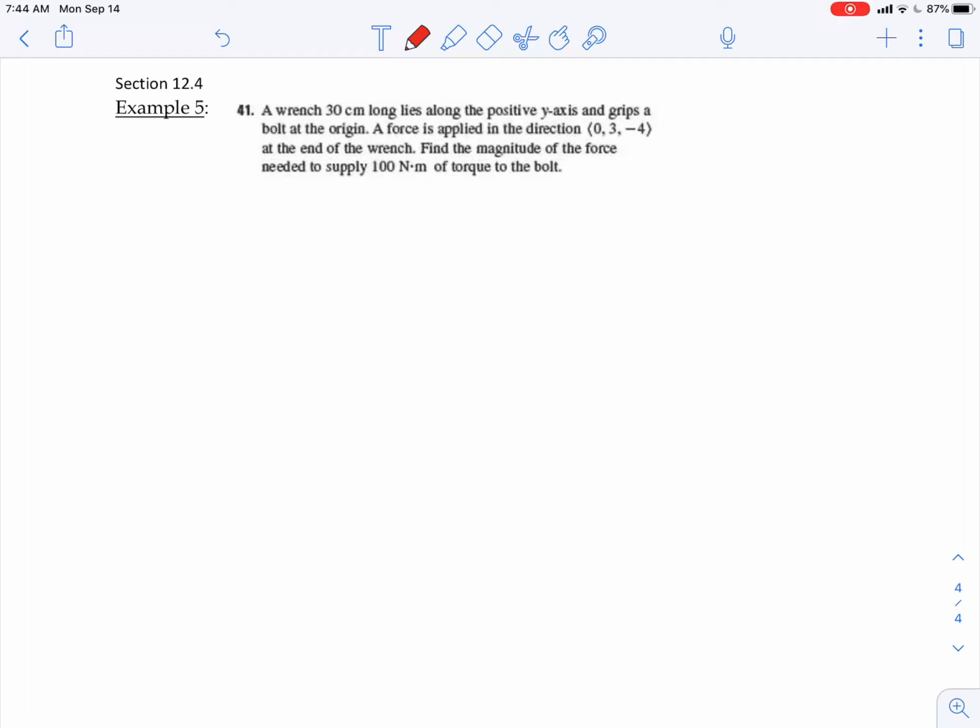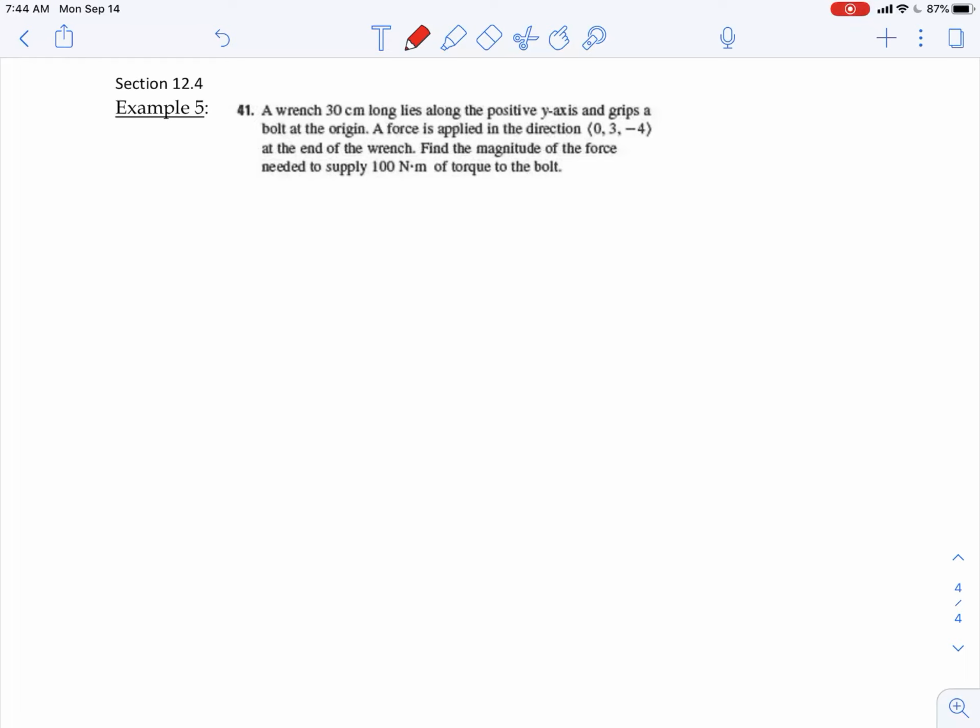So a wrench, 30 centimeters long, lies along the positive y-axis and grips a bolt at the origin. A force is applied in the direction 0, 3, negative 4, at the end of the wrench. Find the magnitude of the force needed to supply 100 newton-meters of torque to the bolt.